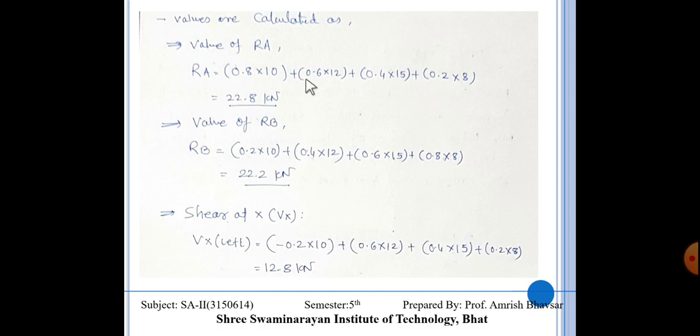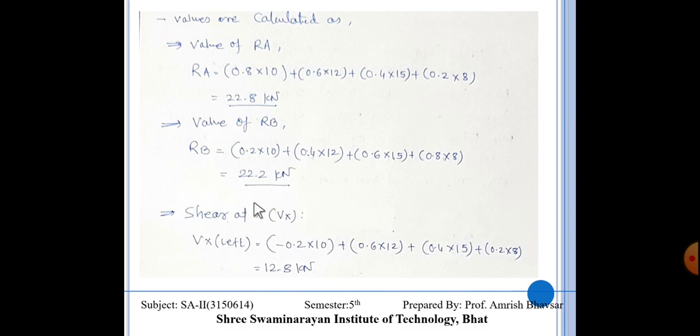So at 2 meter it is 0.6 multiplied with load, at 3 meter it is 0.4 multiplied with load 15, and at 4 meter it is 0.2 multiplied with the load acting at 4 meter, which is 8. So after the calculation we will get the value of RA, that is 22.8 kilonewton. Now for RB, again here 0.2 into 10, 0.4 into 12, 0.6 into 15 and 0.8 multiplied with 8. So we will get RB, that is 22.2 kilonewton.